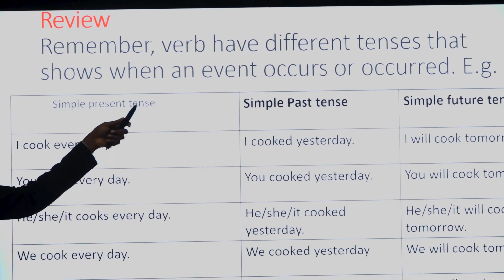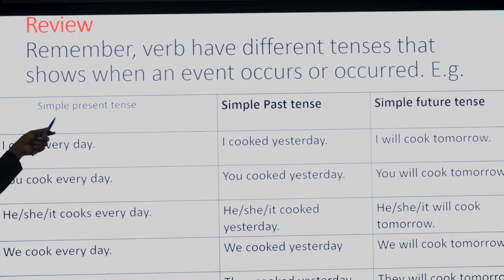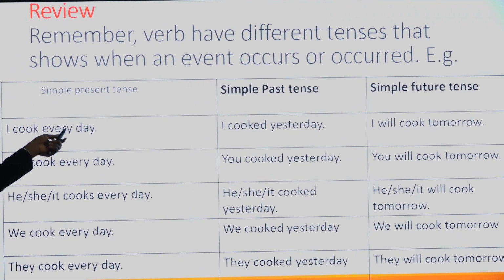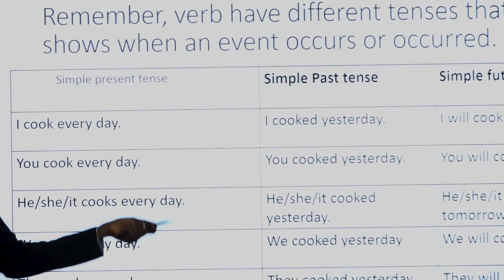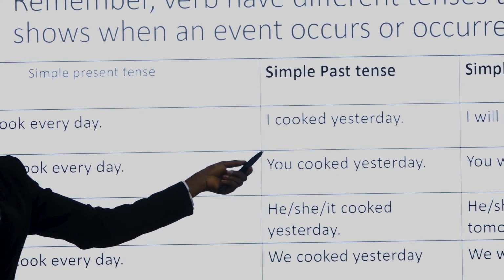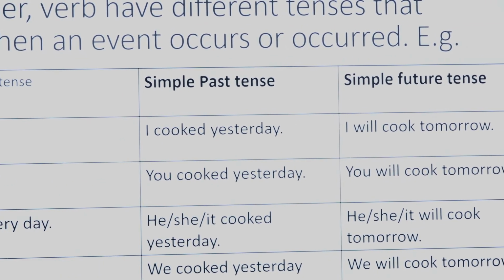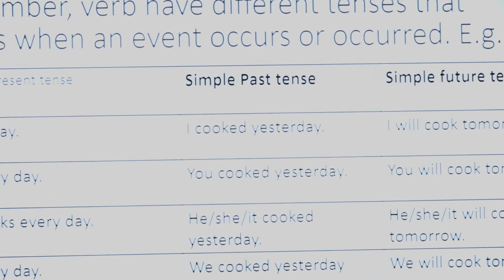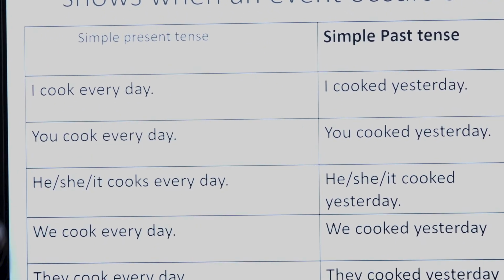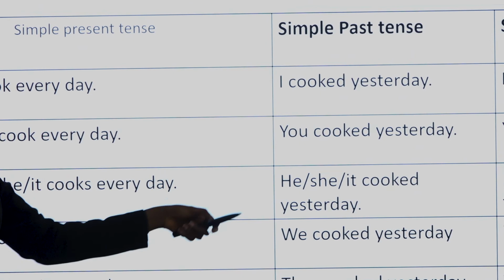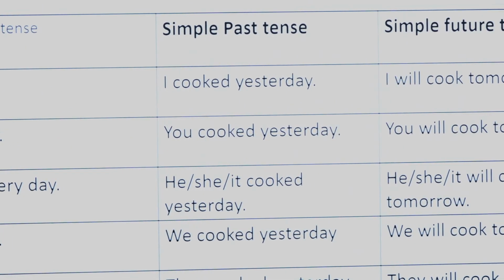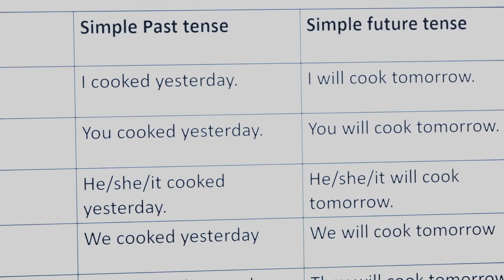Remember, verbs have different tenses that show when an event occurs or occurred. Example, we have present tense: I cook every day. Simple past: I cooked yesterday. Simple future tense: I will cook tomorrow. You cook every day, as in simple present tense. Then past tense: you cooked yesterday. Future tense: you will cook tomorrow.